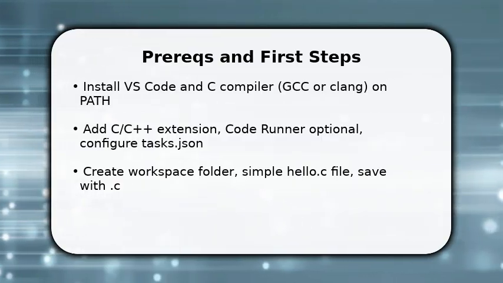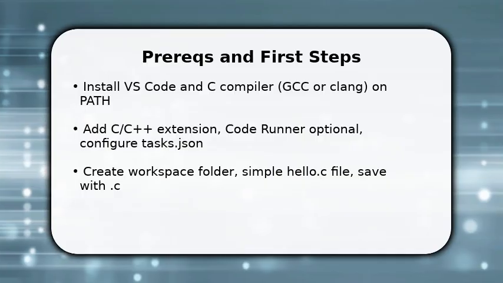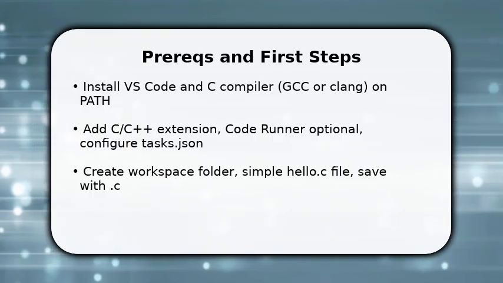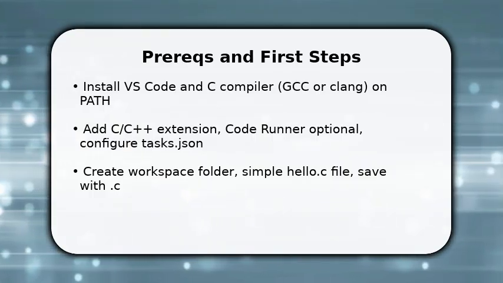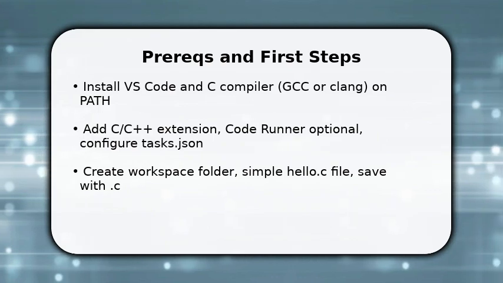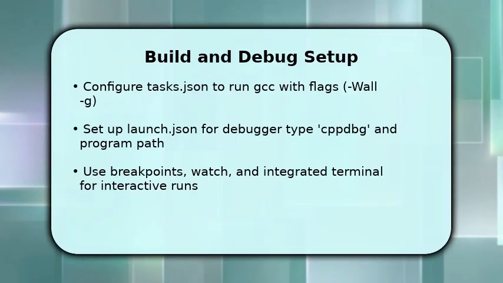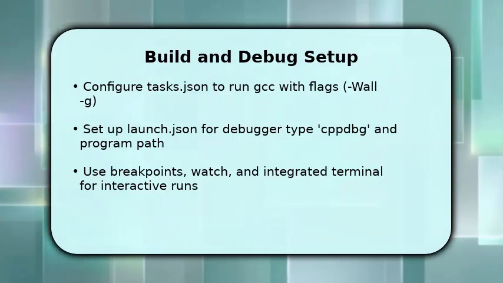Create a workspace folder, open it in VSCode, then create and save hello.c. Make sure to pick a proper file extension and immediately test compiling from the integrated terminal to confirm the first connection. Next, wire up building and debugging so you can iterate fast.